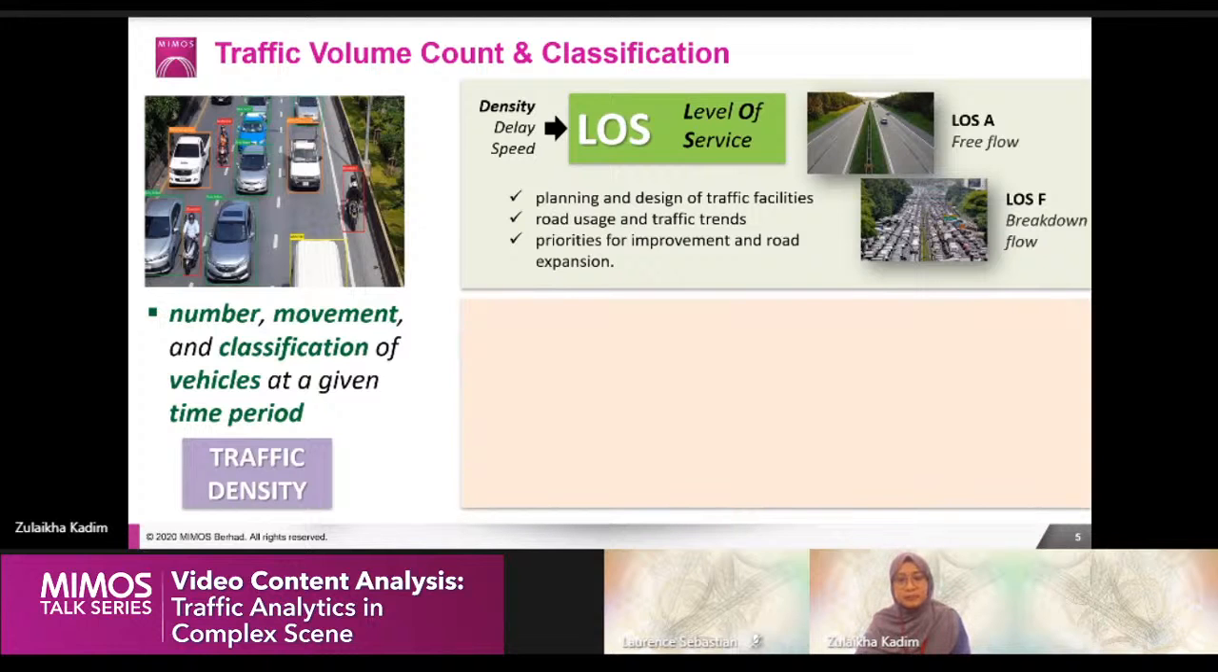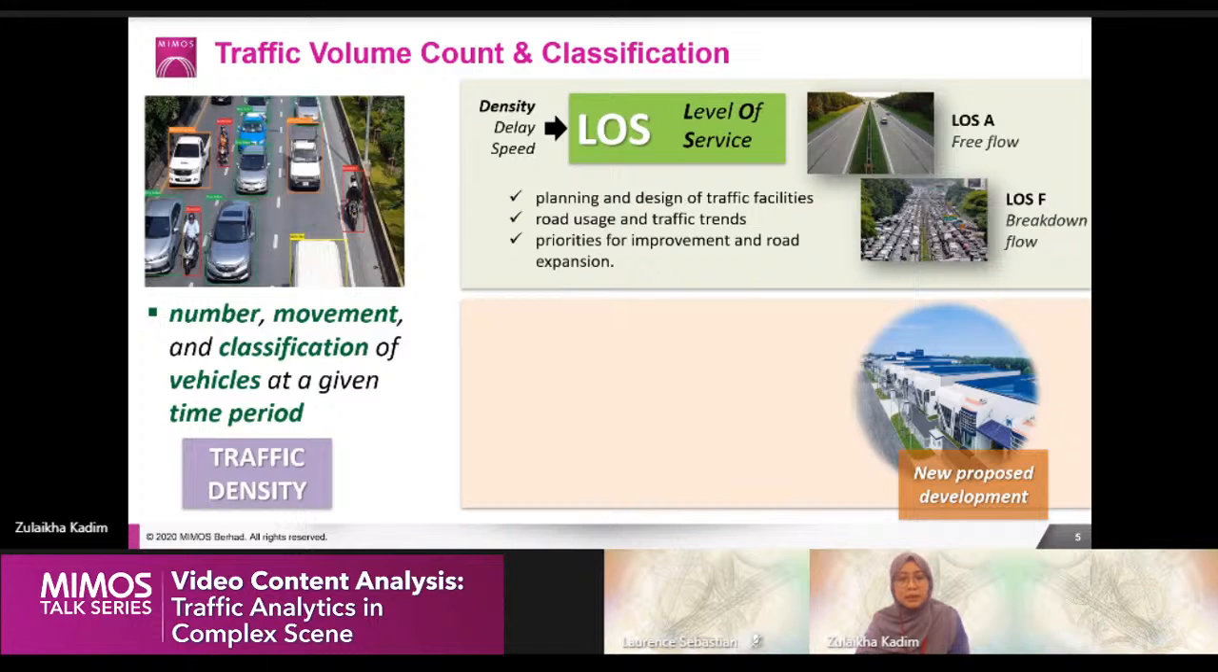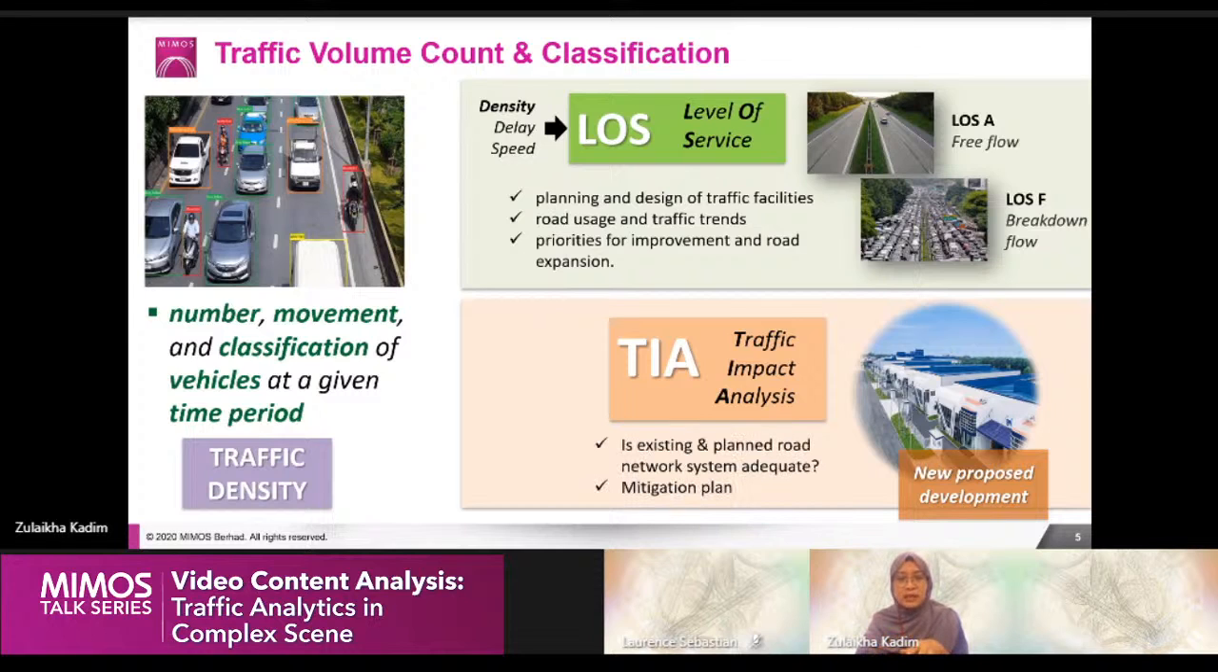Okay, besides that, if any company is going to propose any new development, they also have to come out with a traffic impact analysis. Basically this report is to understand whether the existing or planned road network system is adequate to support the traffic demand based on the proposed development. If it is not adequate, they have to propose a mitigation plan so that the road network system is sufficient to support the new proposed development. With this report, then only the proposed development can be approved or disapproved.